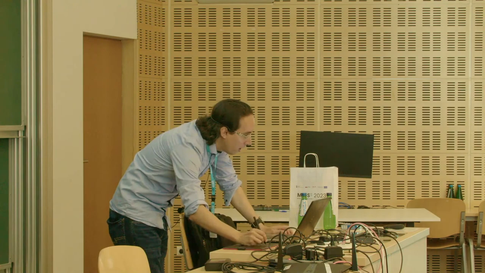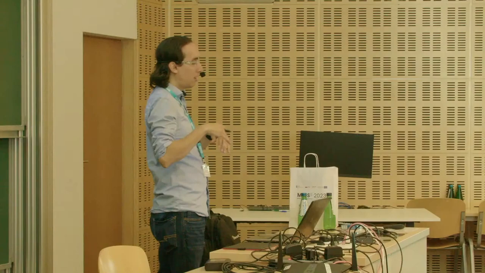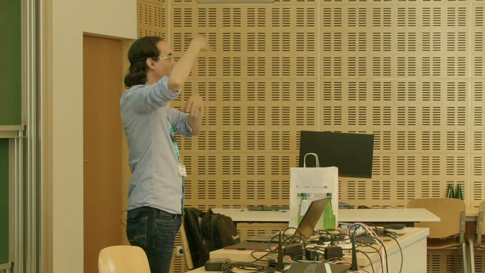The RNN is to say the new value of the node feature for node I is obtained as a function of the previous value of the node and the edge feature. And there is like a hidden state in the recurrent neural network. So you could say this is a recurrent neural network that receives two inputs, the previous value of the node feature and the summary of incoming edges, and it generates an output. And then you feed to the network its output again.